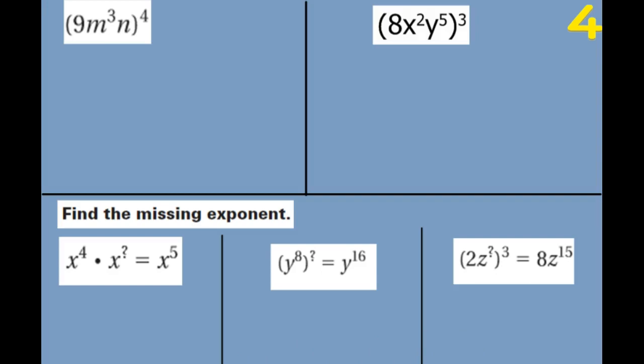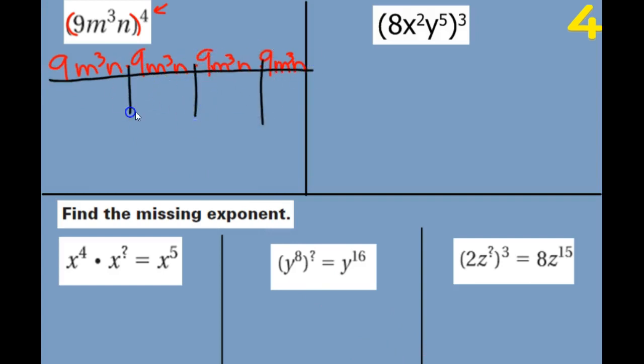Alright, our last slide. We're going to write whatever's in parentheses 4 times. So 9m to the third n, 9m to the third n, 9m to the third n, and one more 9m to the third n. I see exponents, so I'm going to make my little table to count up how many I have of each. In every one here I have a 9. In every one I also have 3 m's.